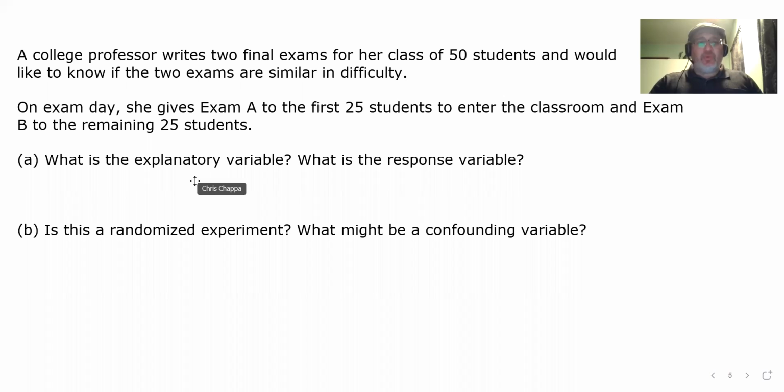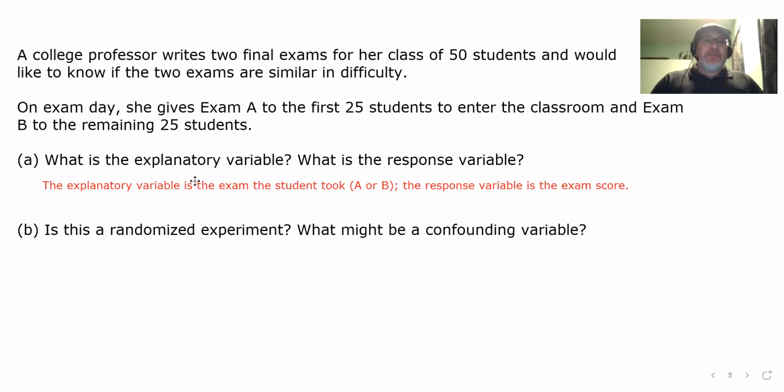I say should be because when I set these things up, it is a lot of copying and pasting from the textbook, so I'm not taking any credit, nor am I profiting from this. And sometimes I copy and paste without looking at the answer first to make sure that I'm giving you my genuine response. The explanatory variable is the exam that the student took, A or B. The response variable is the exam score. Did the score respond to which exam they had?